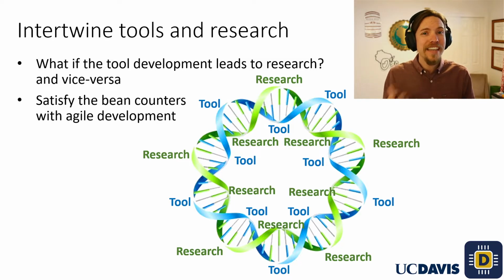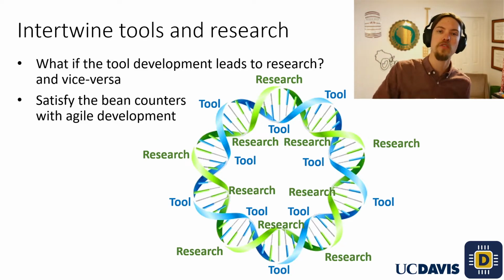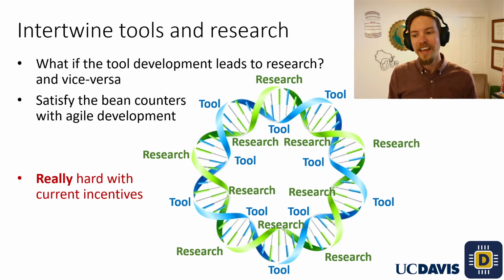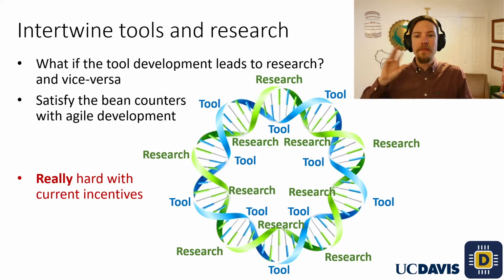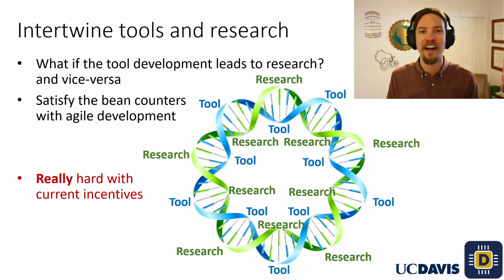And we can even satisfy the bean counters maybe, especially if you have some kind of agile development philosophy, where you're developing the tool a little bit, then you have a new research idea and you can publish on that. Develop the tool a little bit more, you have a new research idea, you can publish on that. I think this might be closer to what we're thinking of, but I don't know. I'm still really struggling with this personally, and I would love to hear feedback from the broader community, especially those here that have had good success with this kind of model. Because I think this is still really, really hard with the current incentives that we have.